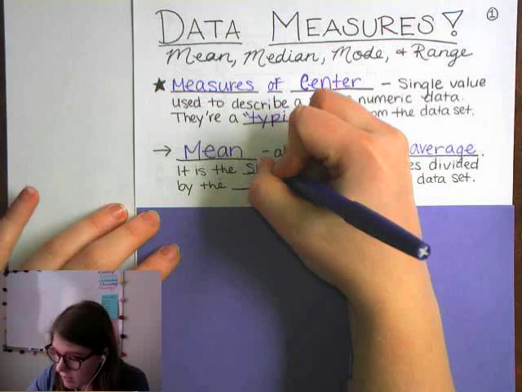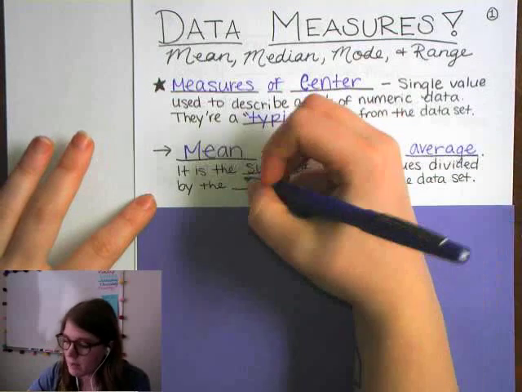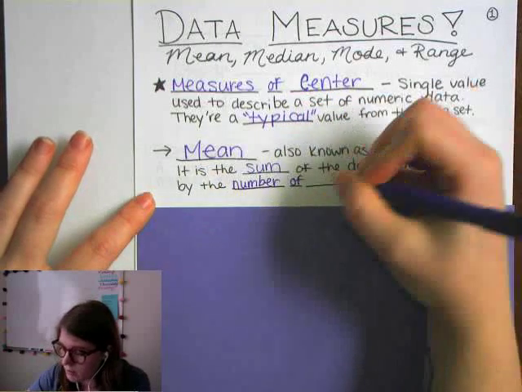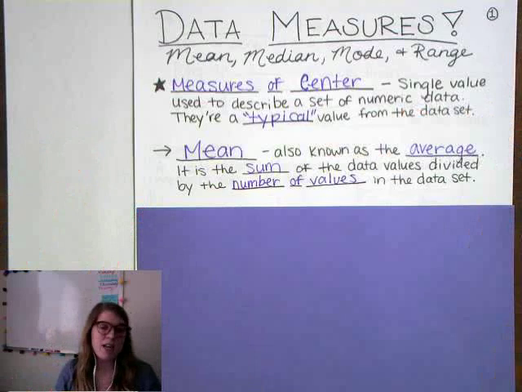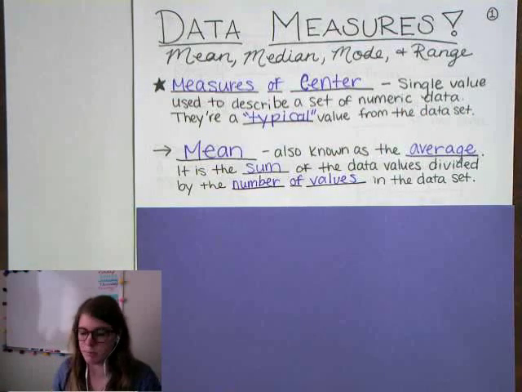So when I say put together, I mean we're going to find the sum, which means we're going to add all of our data values, and then we're going to divide that sum by the number of values in the data set. So like if 10 people take a test, we take all their points, and then we're going to split them all back out evenly through the 10 people.